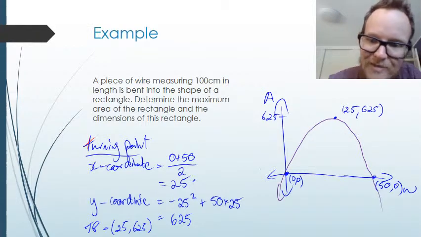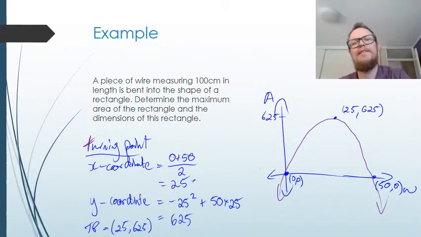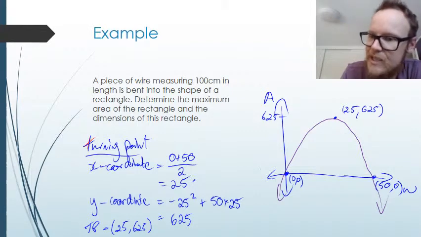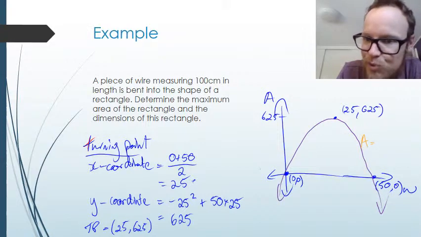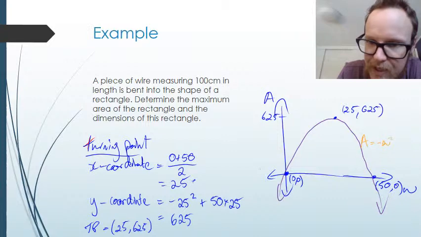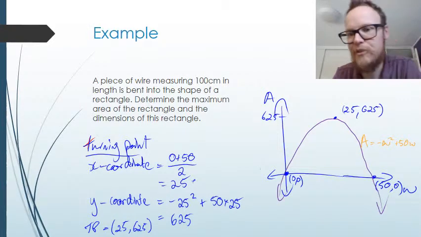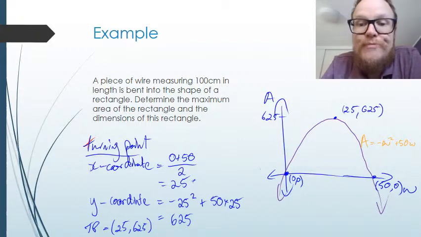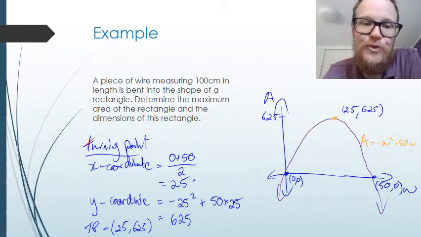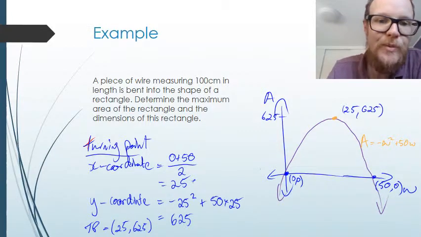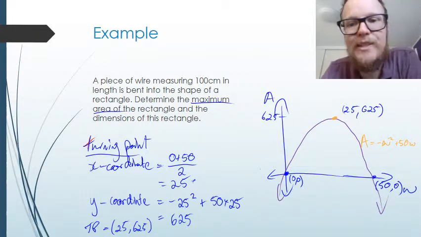And we can see that we get a maximum. And this is our equation that we've got here: A is equal to negative W squared plus 50W. All right. So our maximum point is this turning point here. That's what we're asked for. We're asked to determine the maximum area of the rectangle.